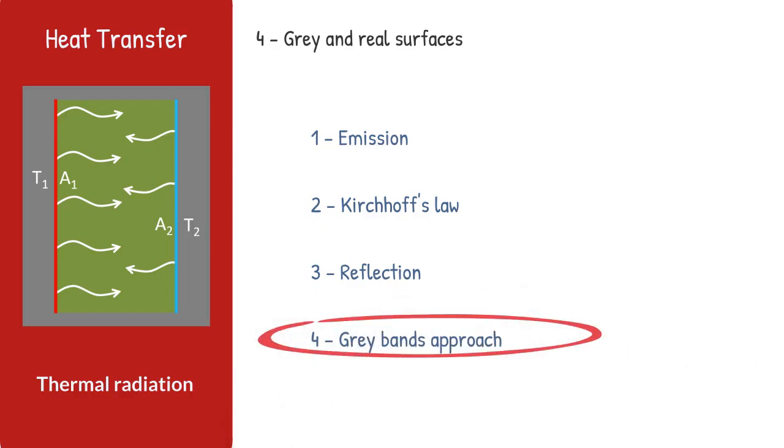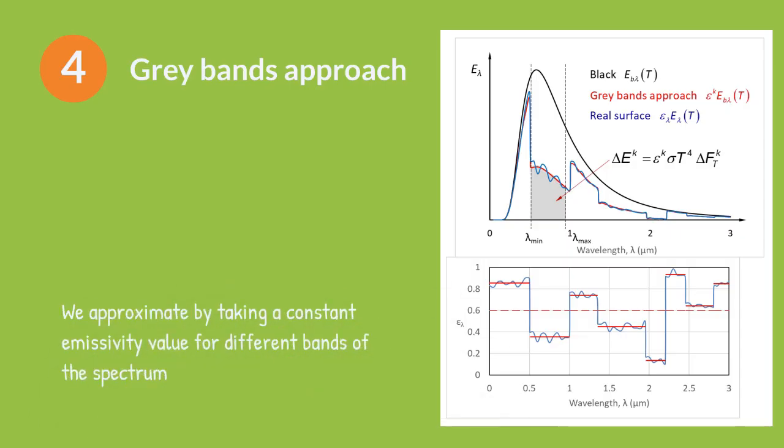Let's finally see how we can manage real surfaces with variable emissivity. The gray bands approach consists of dividing the electromagnetic spectrum into bands where the emissivity can be considered approximately constant. Thus, instead of considering a real surface as gray, with a constant value of emissivity for the entire spectrum, we approximate it as a gray surface in fractions of the spectrum or bands. This approximation converts the emissive power curve into a discontinuous curve that attempts to approximate the real curve. Obviously, the higher the number of bands, the better the approximation.